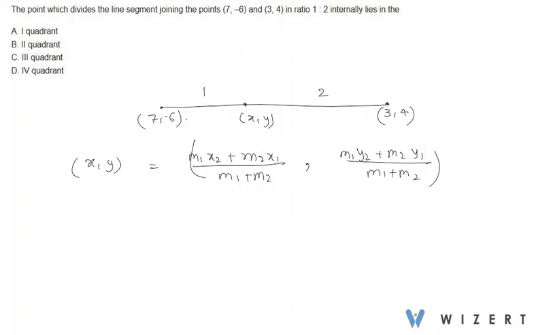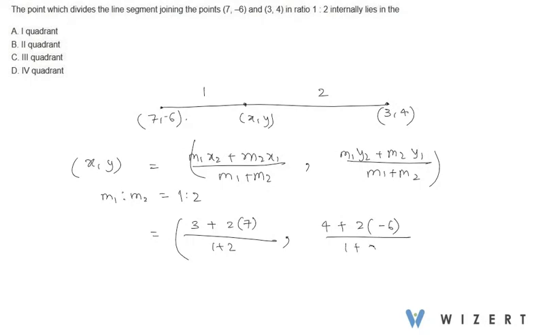So m1 is to m2 is given as 1 is to 2, so we'll simply put the values here. x2 is 3 and m1 is 1, plus m2 is 2 and x1 is 7, divided by 1 plus 2, comma, m1 is 1, y2 is 4, m2 is 2, y1 is minus 6, divided by 1 plus 2.